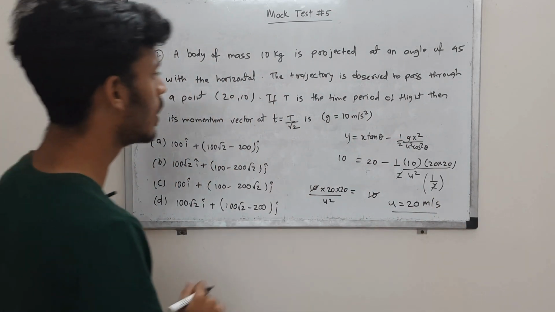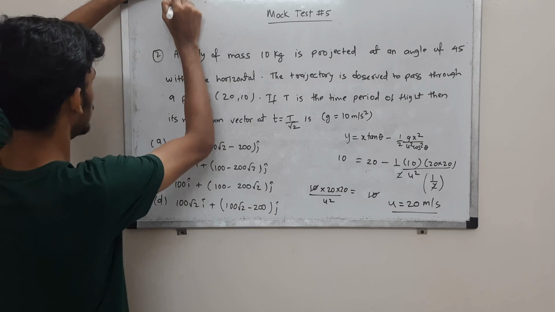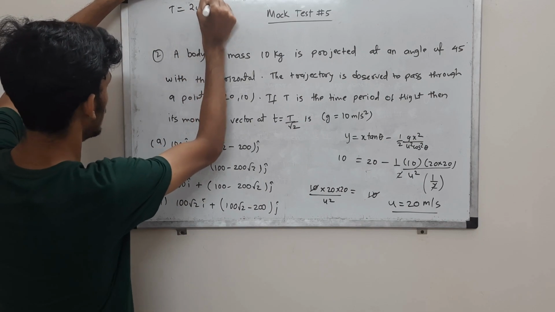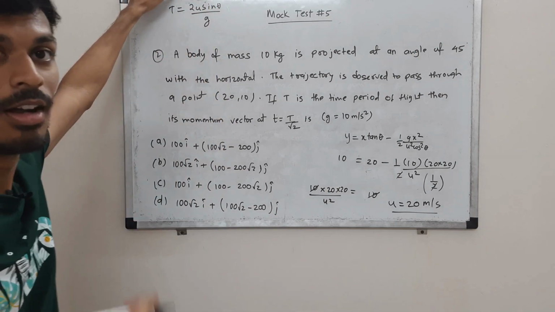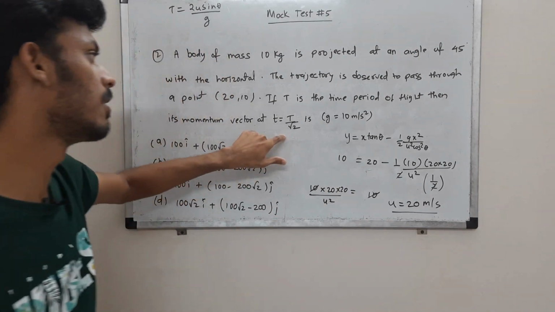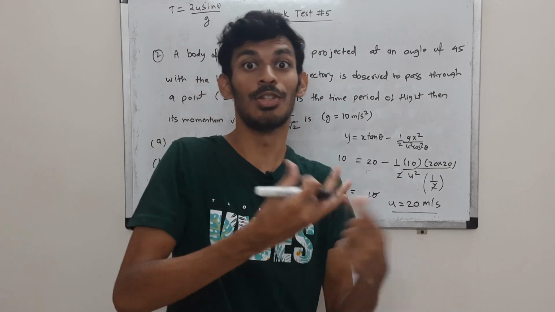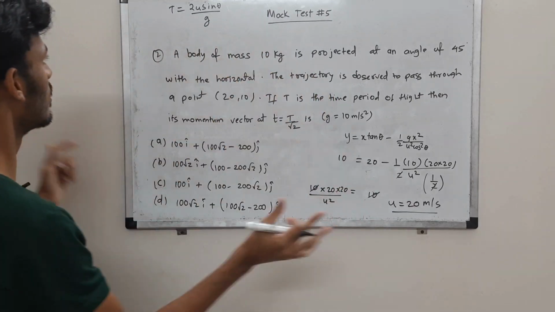Now this is very useful because we don't know the time of flight. So time of flight is given as 2u sin theta by g. Now using that u, we can find the time of flight, right? And we can determine this time at which we are supposed to find the momentum. Okay. So that is the step 1.